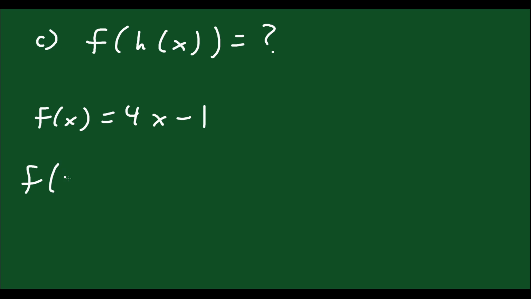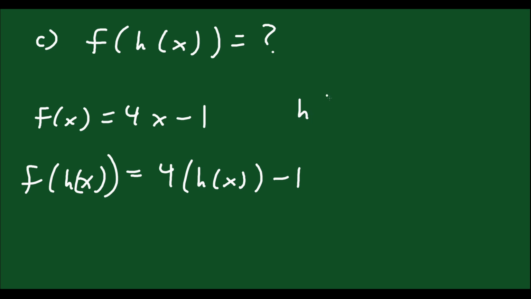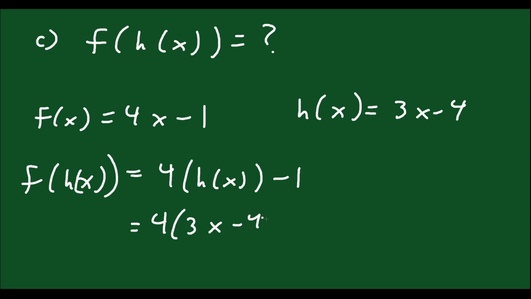So f at h of x, I'm just going to plug in h of x for x. So 4 times h of x minus 1. And we also know what h of x is, right? h of x is equal to 3x minus 4. So you plug that in for h of x. So 4 times 3x minus 4 minus 1. You could have done that all in one step, but it's good to show one step at a time.